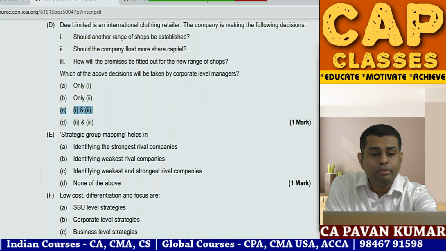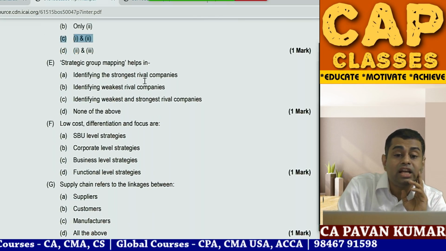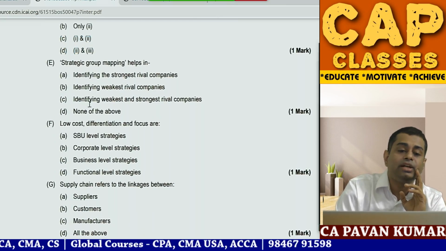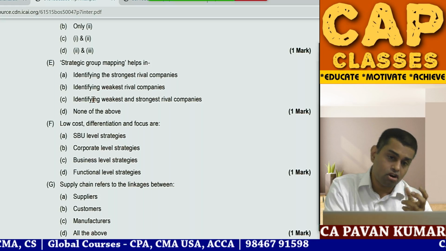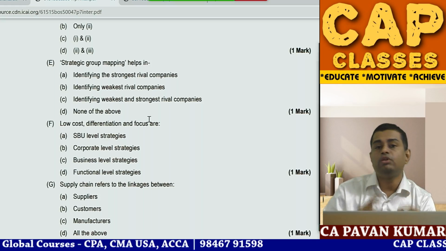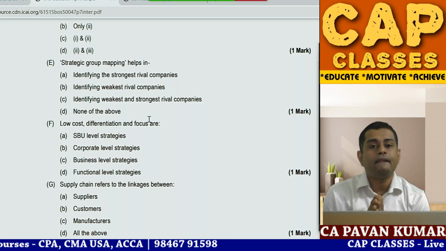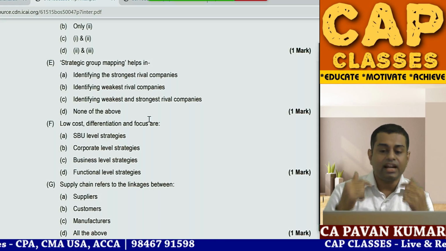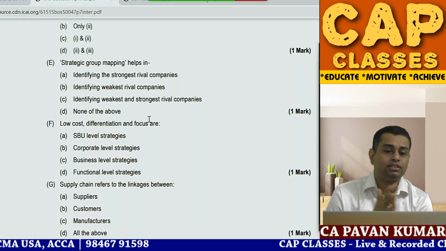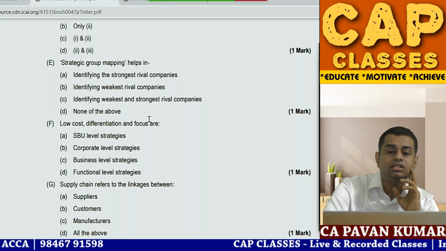Strategic group mapping helps in A, identifying the strongest rival companies. B, identifying the weakest rival companies. C, identifying both the strongest and weakest rival companies. D, none of the above. Do you remember on the second day of the revision, we have discussed strategic group mapping. You will come to know both. C, correct answer. Very good. Everybody is saying C. C is the correct answer. Identifying weakest and strongest competitors.